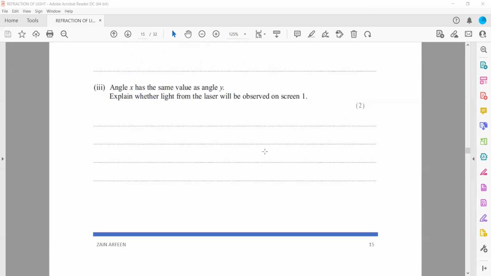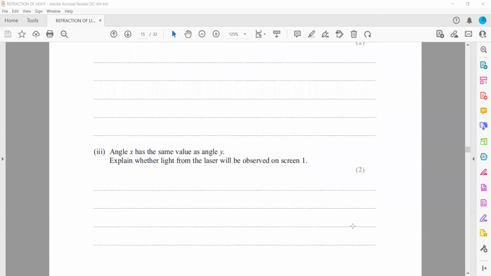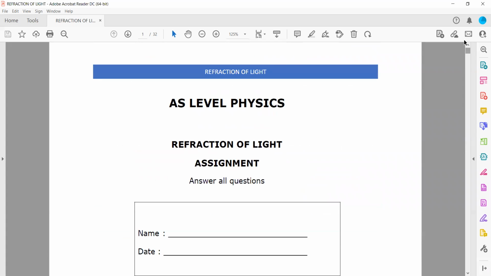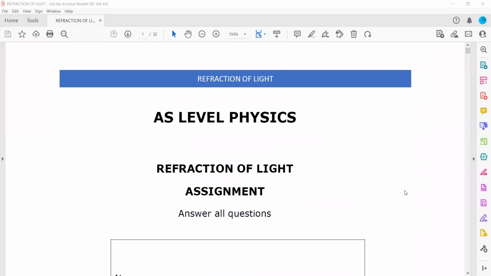Is it clear? Discussion? So this was an exercise related to refraction of light.